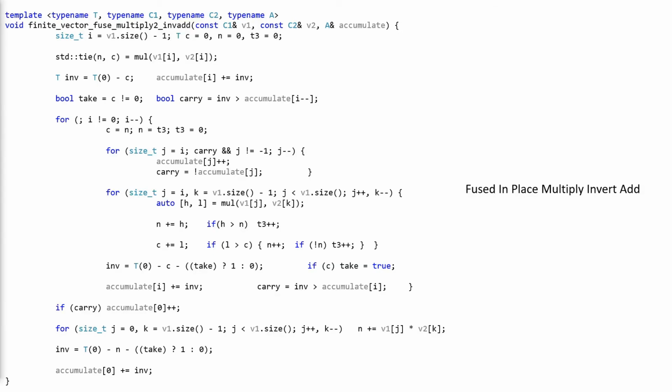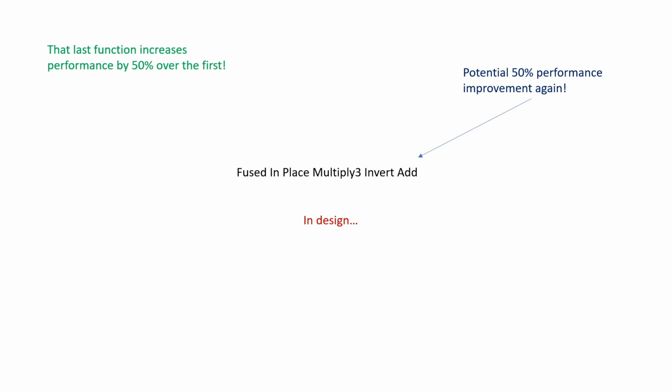As a software craftsman, I have to lament how infrequent it is that we get to exercise our algorithm muscles and do something awesome like this. I'm quite proud of this work. The last function increases the performance over the first by about 50%. I'm also working on a fused in-place multiply 3 invert add. It'll increase the performance by 50% again. Remember, the key to optimization is understanding our memory profile and minimizing the amount of memory we work with at any one given time.